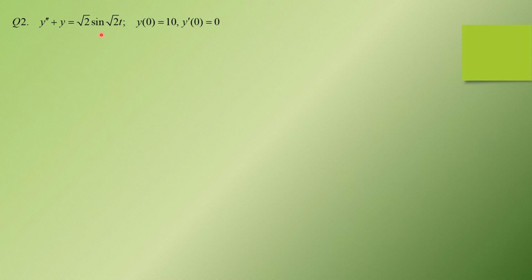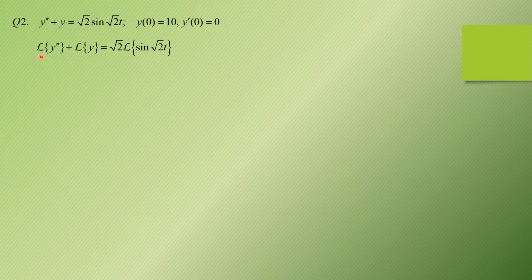Now we are more interested in using the Laplace transform method to solve this equation. So firstly, you find the Laplace transform of the first term, the Laplace transform of y double prime, plus the Laplace transform of the second term, the Laplace transform of y, is equal to the Laplace transform of the function on the right side of the equation. Now the square root of 2 is a constant multiplied by the sine function, so we can factor out the square root of 2. So we get square root of 2 times the Laplace transform of sine of square root of 2 t.